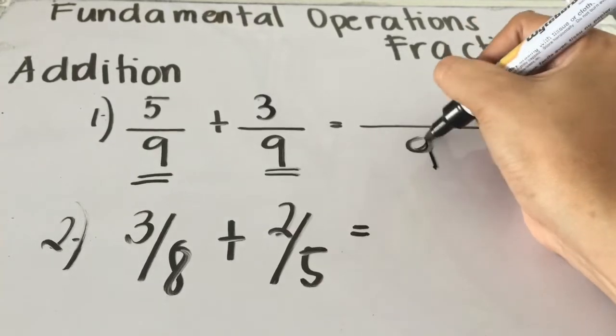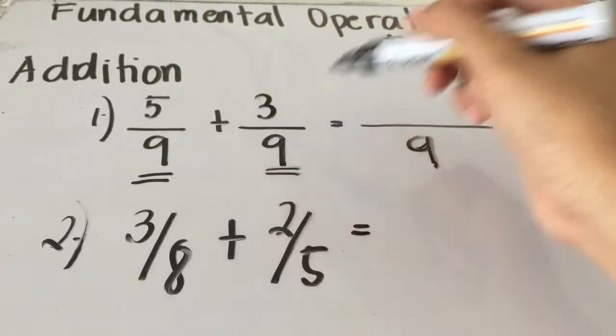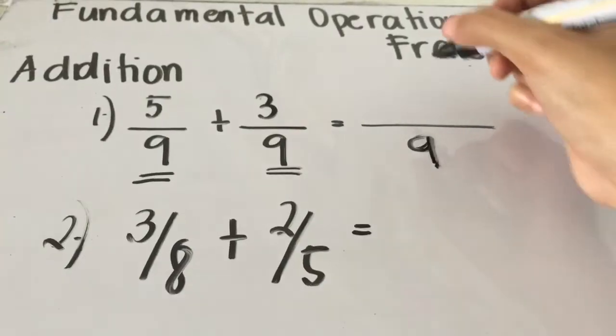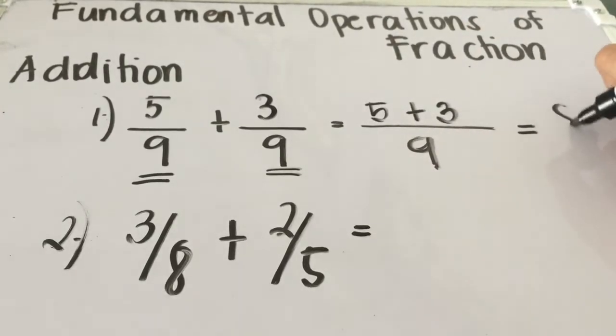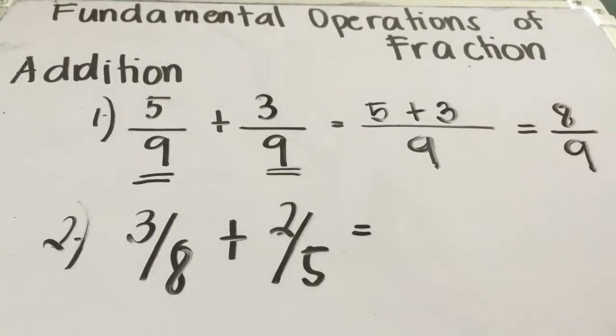So 9, copy the denominator if it has the same denominator. So we have 5 plus 3. So our answer is equal to 8/9. Again, it's easy to add fractions if they have the same denominator.